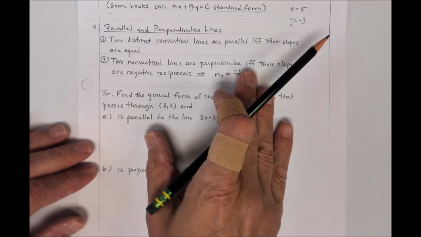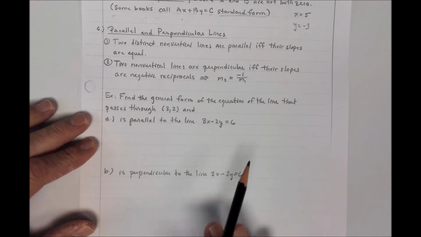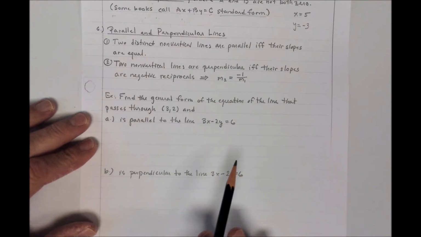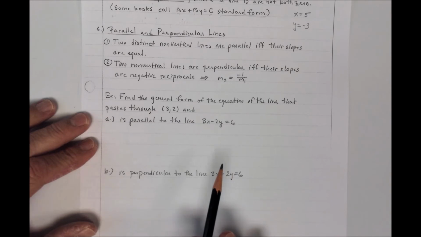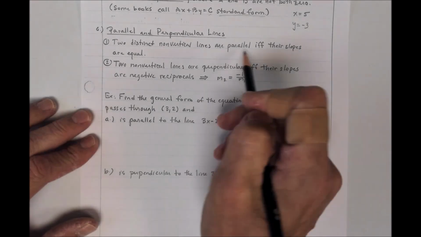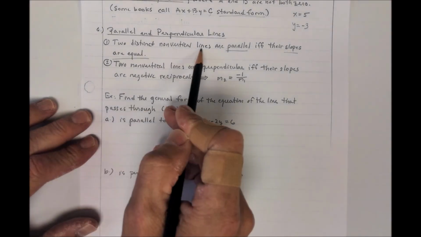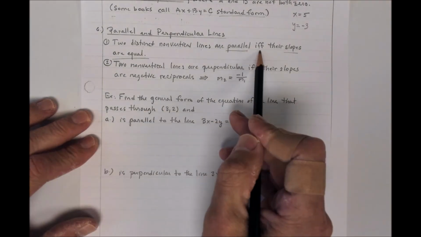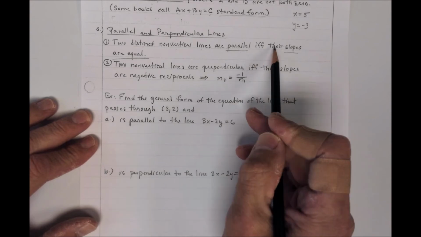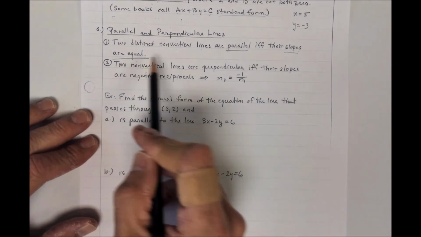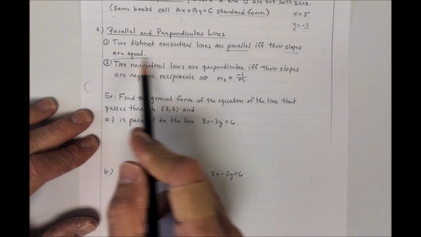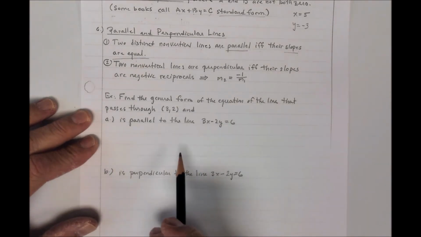Parallel and perpendicular lines. You guys may remember from your geometry days that parallel lines are two coplanar lines that do not intersect. Well, if they don't intersect, that means they're slanted the same way, which means that if they're parallel, their slopes are the same. Two distinct non-vertical lines are parallel iff, which means if and only if, their slopes are equal. And that means that if you have two non-vertical lines whose slopes are equal, then the lines are parallel. Of course, vertical lines are parallel to one another as well.